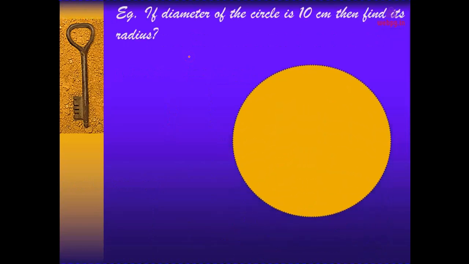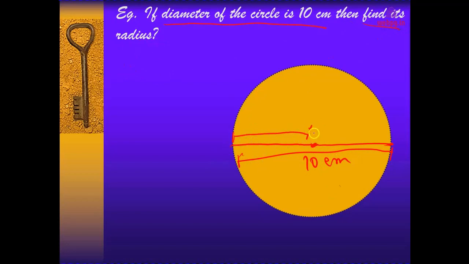Now, an example: if the diameter of the circle is 10 centimeters, suppose this is our center and here is the diameter. They give us the diameter, right? Diameter is 10 centimeters, so the diameter from this side to this side is 10 centimeters. Now they are asking me to find its radius, this portion. So this is our O, and definitely we divide by 2, because it's half on this side and half on that side. So it will be 5.